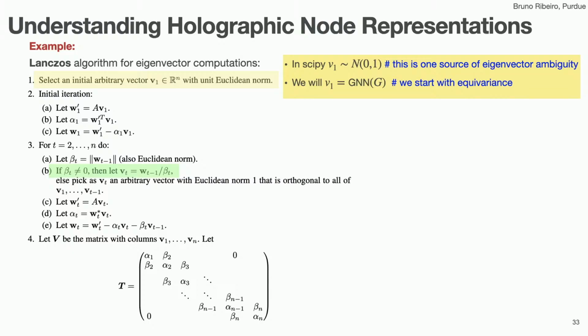So instead of doing this, what we're going to do is that the first initial vector is going to come from an embedding from a GNN. So it's going to be equivariant. Okay, and the interesting thing about the Lanczos algorithm is that if you start equivariant, the output is equivariant, because the algorithm itself is equivariant. The reason why eigenvectors have ambiguity is because of this.